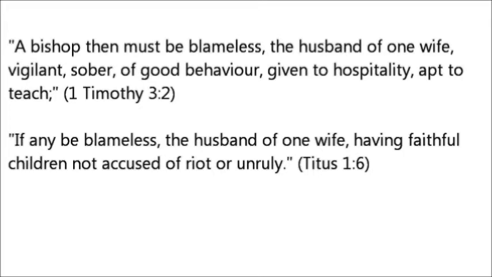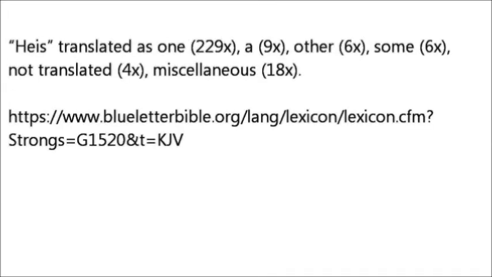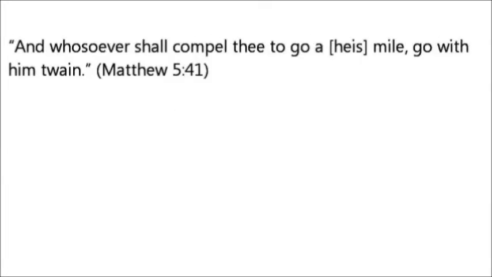Neither of these passages directly teach against polygamy. It does not say, only one wife. The word translated as, one, in these passages is from the Greek, heis. This word is translated different ways in the New Testament: 229 times as, one, 9 times as, a, 6 times as, other, and so forth. Though usually it is translated as, one, it can be translated as, a. An example is found in Matthew 5:41. And whosoever shall compel thee to go a mile, go with him twain.